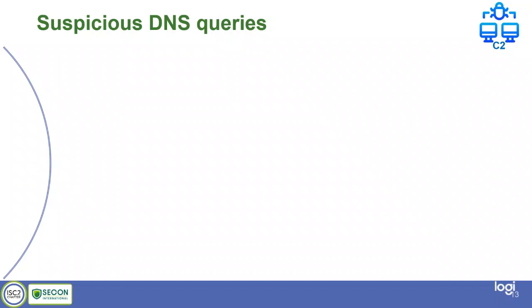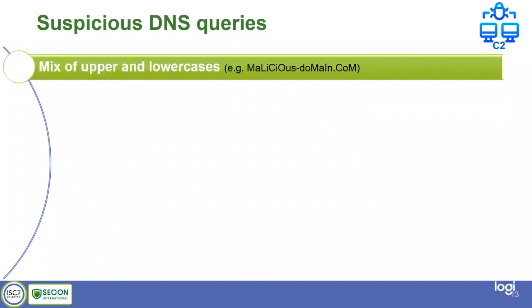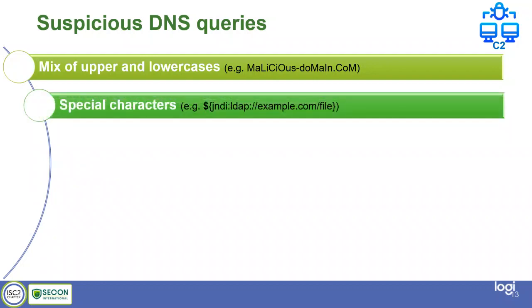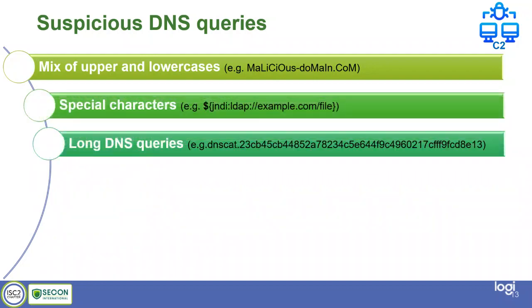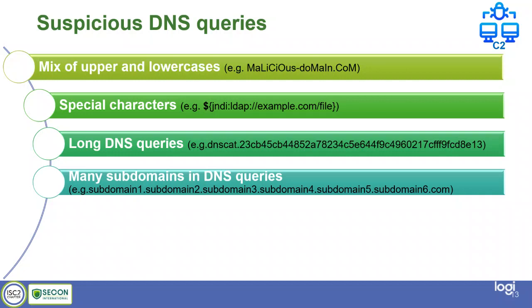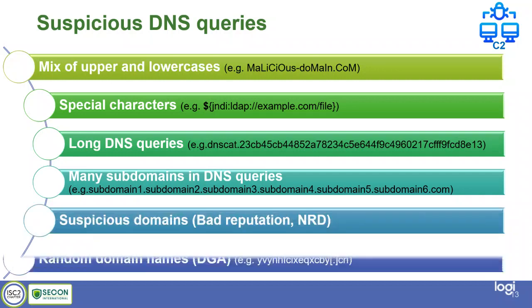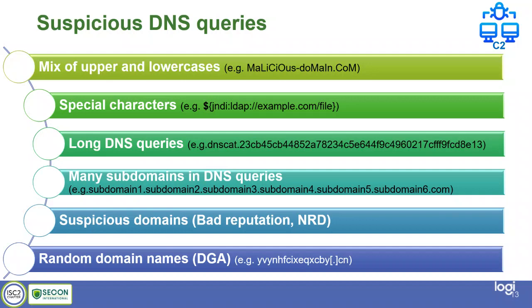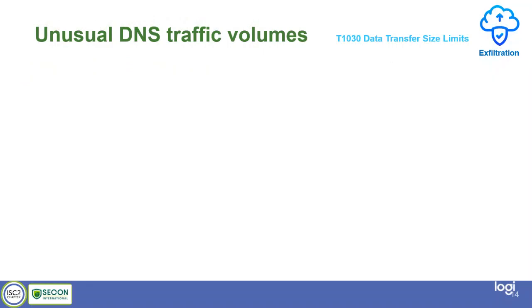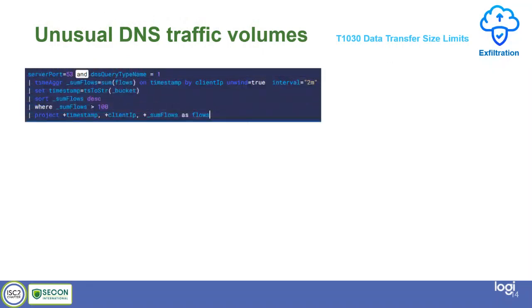Suspicious DNS queries may include a mix of upper and lower cases, suspicious strings, long DNS queries, many subdomains in DNS queries, suspicious domains that are identified by a bad reputation or newly registered domains, and random names may indicate domains generated by a domain generation algorithm. This type of queries may indicate malicious communications, DNS tunneling, or data exfiltration. The size of data being sent or received also allows for detecting malicious activity.